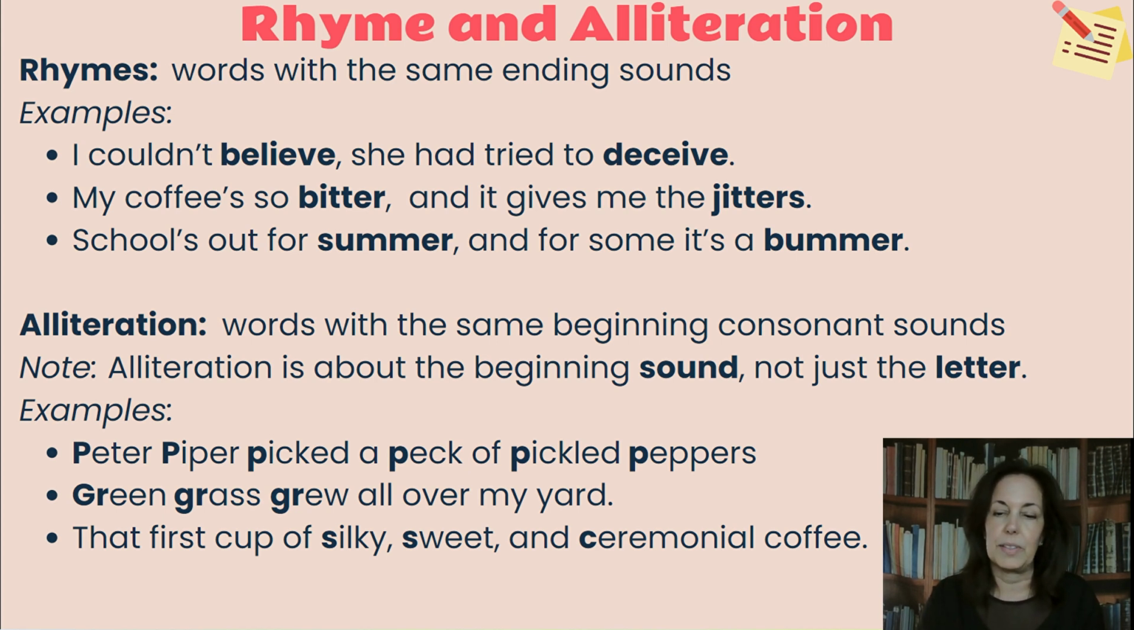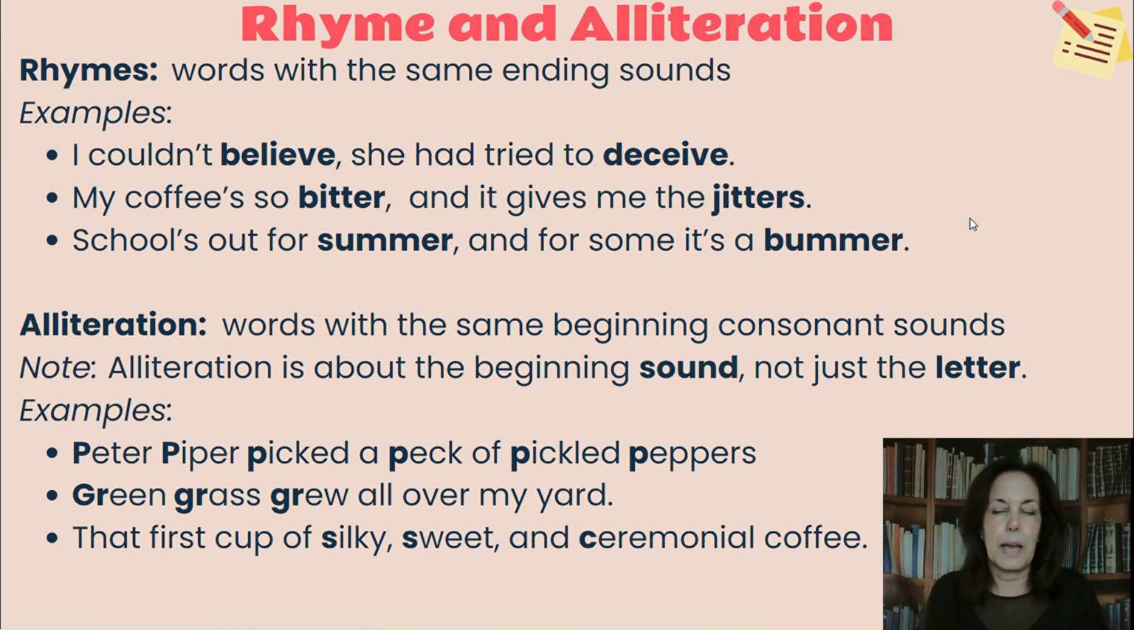Alliteration are words with the same beginning consonant sounds. Note, alliteration is about the beginning sound, not just the letter. So if you think of the letter C and the letter CH, they make different beginning sounds. Okay, so you have to be careful of that.